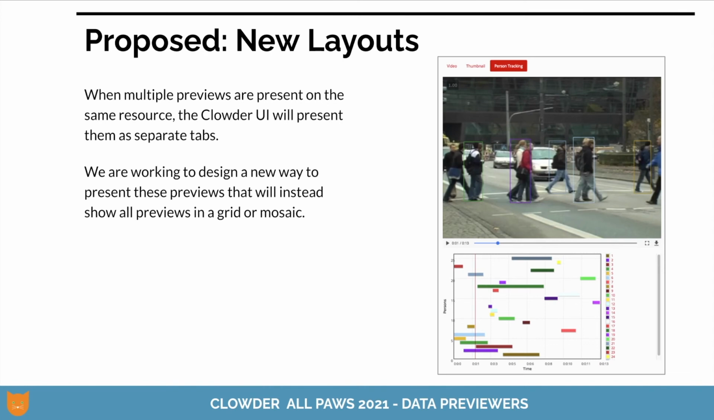In the scenario we laid out earlier, a video file gets uploaded and produces a preview of the video itself, a thumbnail of the video, as well as the person tracking preview. As you may have keenly noticed, the person tracking preview actually encompasses the other two previews that we have offered here. If we had a way of setting the person tracking preview as being the default preview for this dataset or for this file, that might also suit our needs.